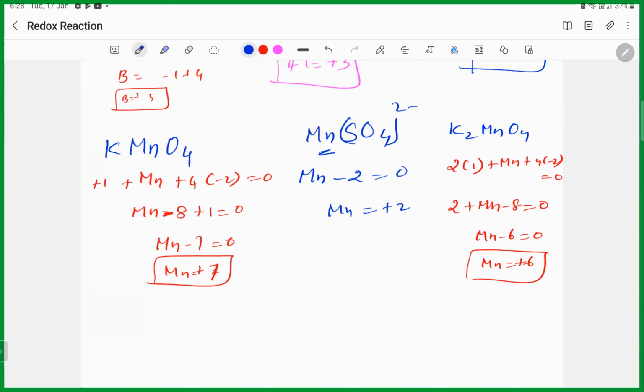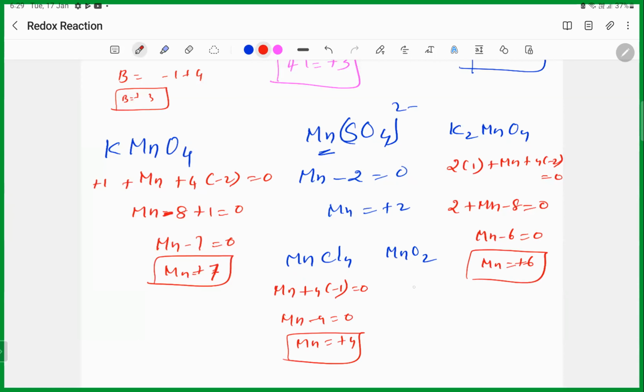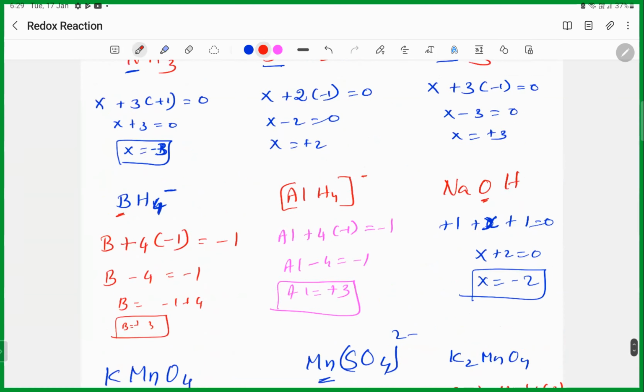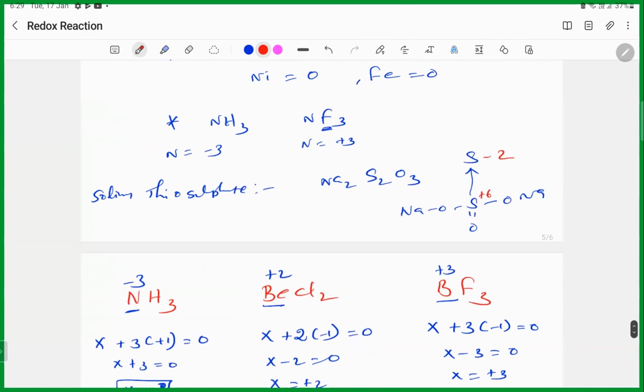For the same manganese you have MnO2. You are going to find out: manganese plus 2 times -2 equals 0, manganese minus 4 equals 0, manganese is +4. So we have +4, +7, +6 oxidation states. Like this, we can find many oxidation states of the metal.